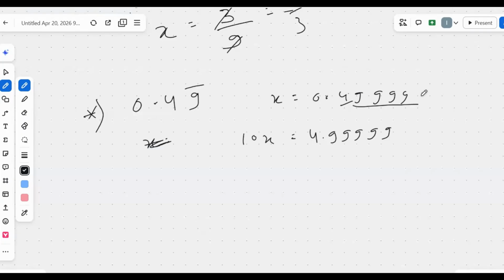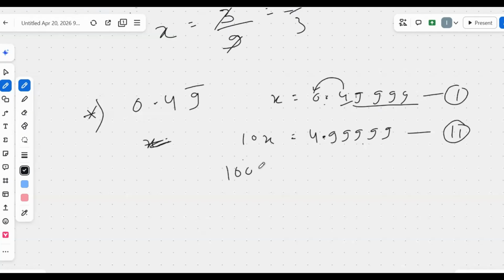So your first equation is going to be this one: x = 0.4999... The second equation you are going to make is this: you have to take out the 4 before the decimal. I'm keeping this one aside and shifting the decimal after one digit, so it becomes 4.999... After this, again you multiply this whole equation by 10.